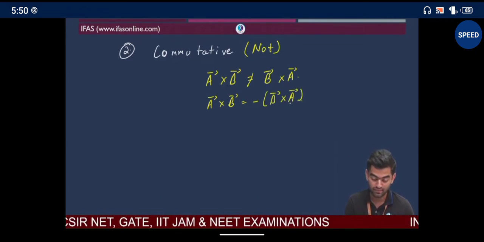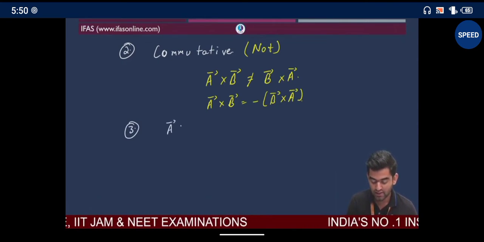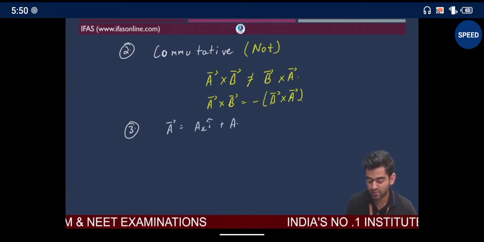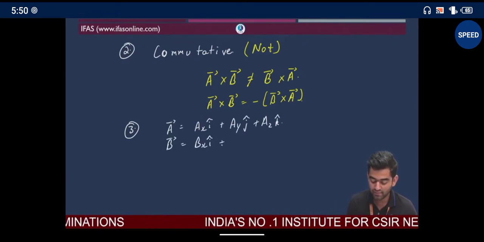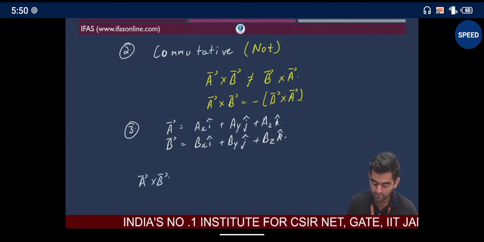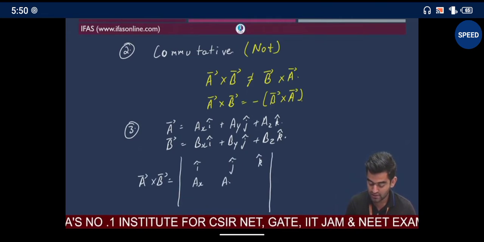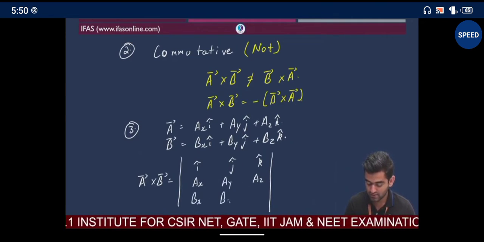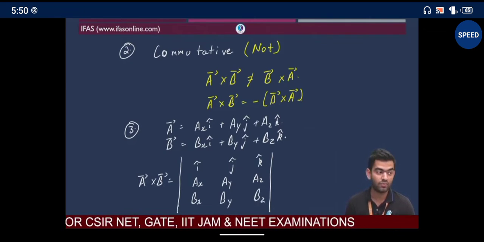Now let's move on to the third property, where we again take our definition of the cross product. A vector is Ax i cap plus Ay j cap plus Az k cap, and B vector is nothing else but Bx i cap plus By j cap plus Bz k cap. Then our A cross B is simply defined as the determinant of i cap, j cap, k cap, Ax, Ay, Az, Bx, By, and Bz. That's how it can be defined. So this is our third property of the cross product.